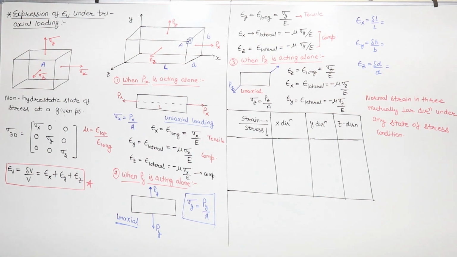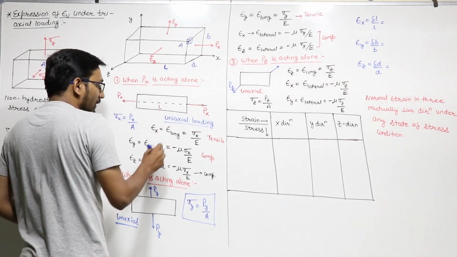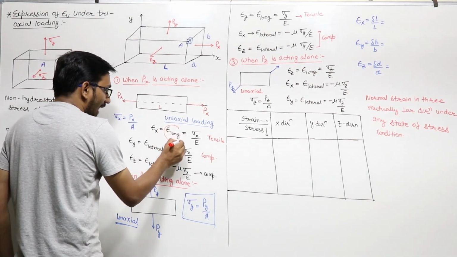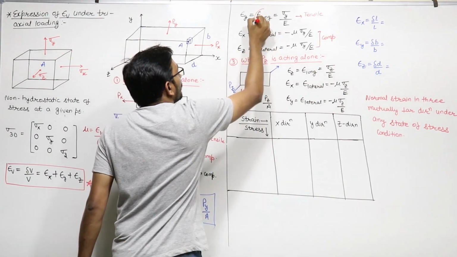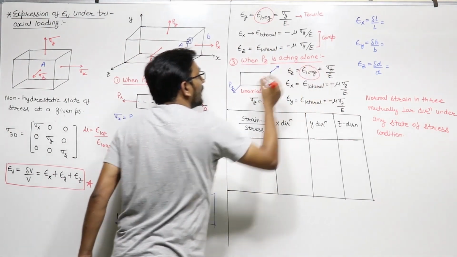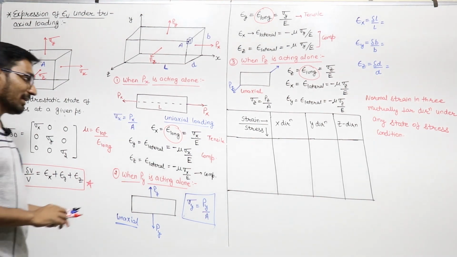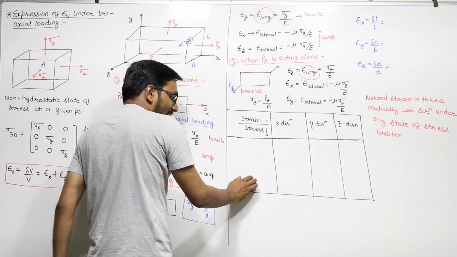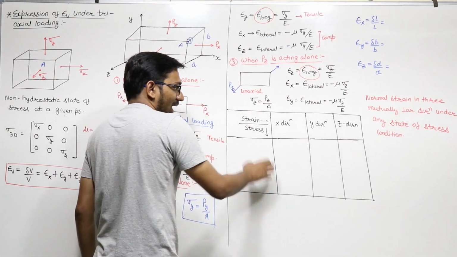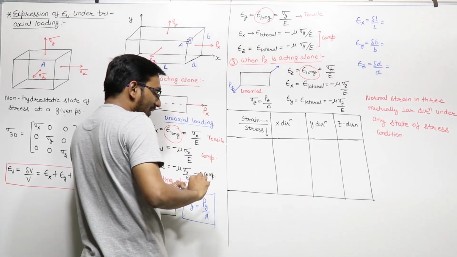So there are total 9 strains acting, out of which you can say 3 are longitudinal. If I circle, these 3 are longitudinal, and other 6 are lateral strains. So if I draw a table here, in this vertical column we are writing stress and this is strain.